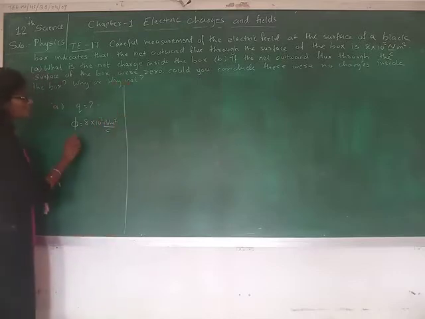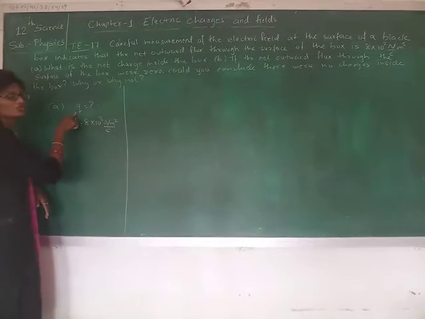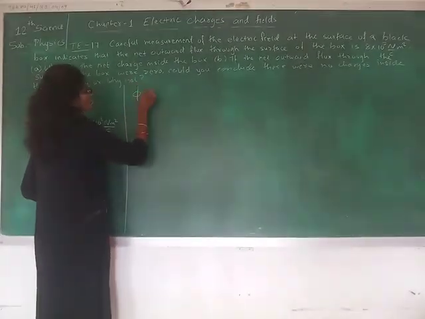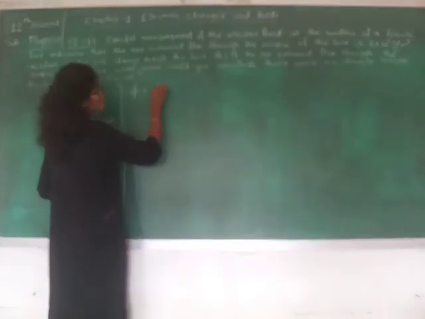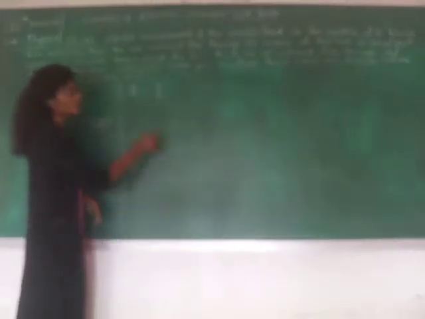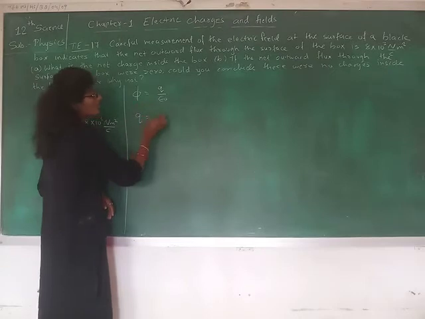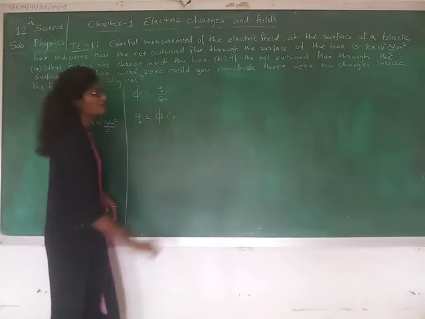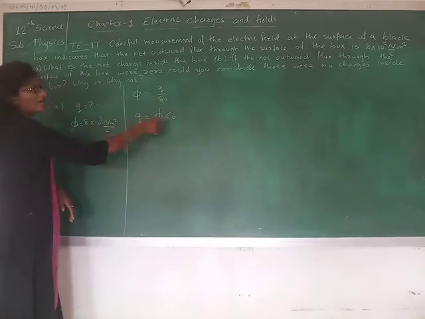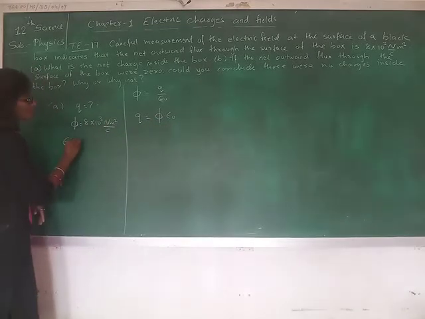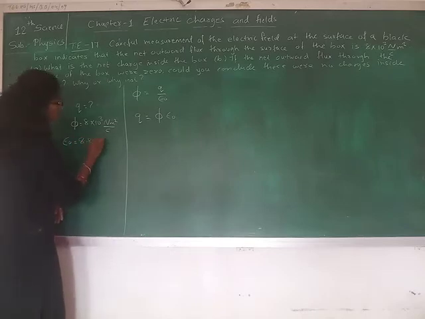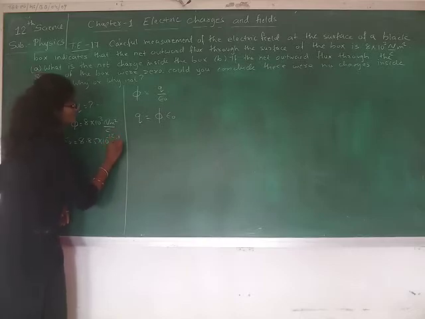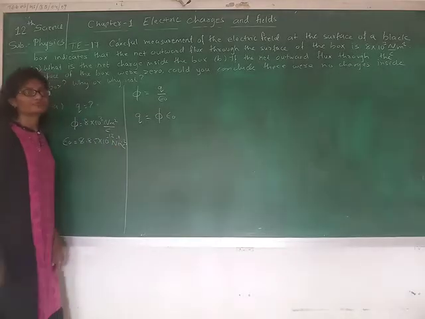Right? Here the given data is phi. We need to find Q. We can apply Gauss law over here, that is phi equals Q upon epsilon 0. We need to find Q. Take Q as the subject. So Q equals phi into epsilon 0. Here phi is the net flux. Epsilon 0 is the permittivity of space and its value is 8.85 into 10 raised to minus 12 Newton inverse meter square inverse coulomb square.